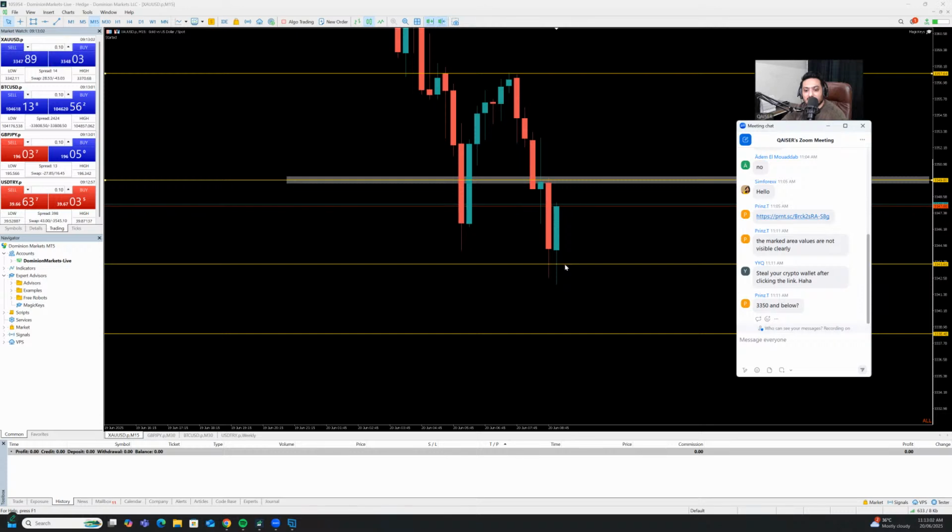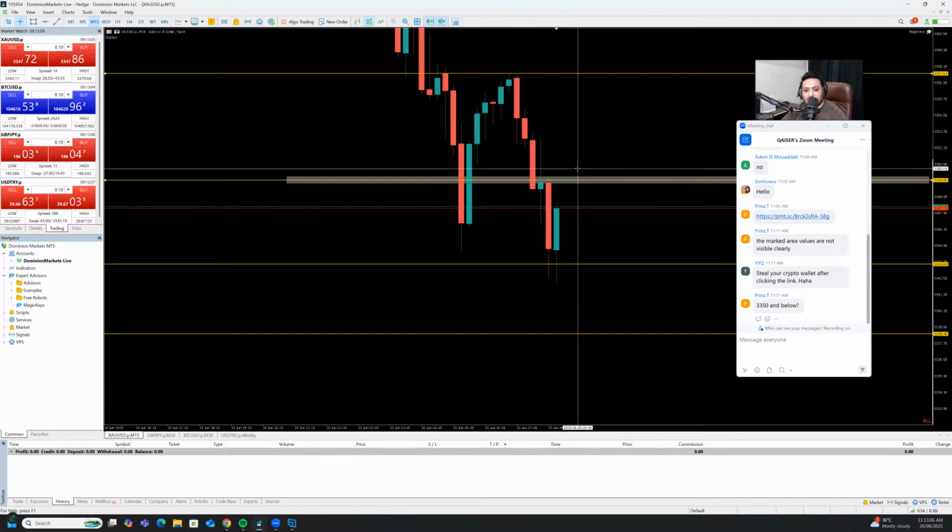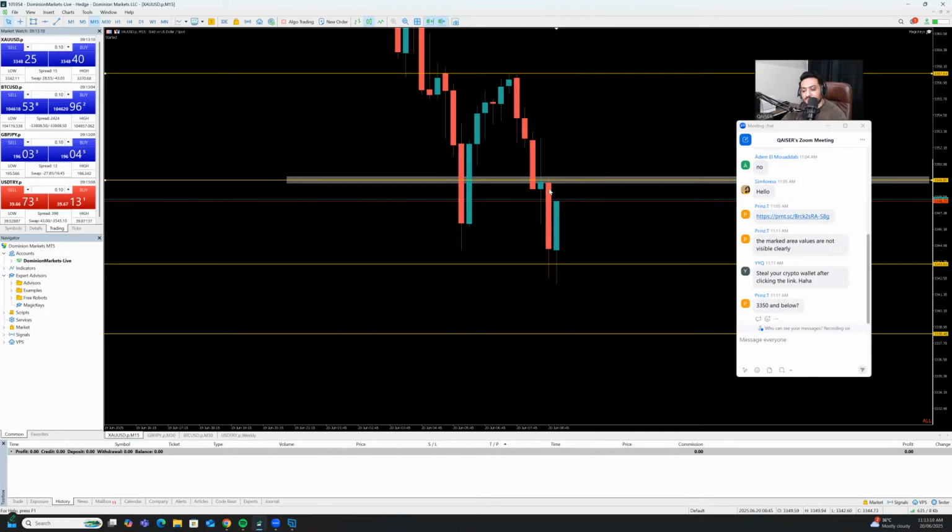So if this current candle breaks and closes above this resistance area, very high probability I'm going to give my trade a chance there. Yeah, it's Friday, so I'm not going to take bigger risk. I will use a lower lot size. We'll see.